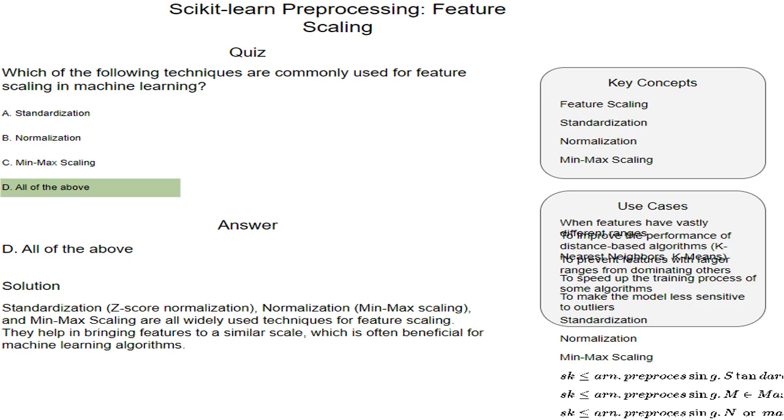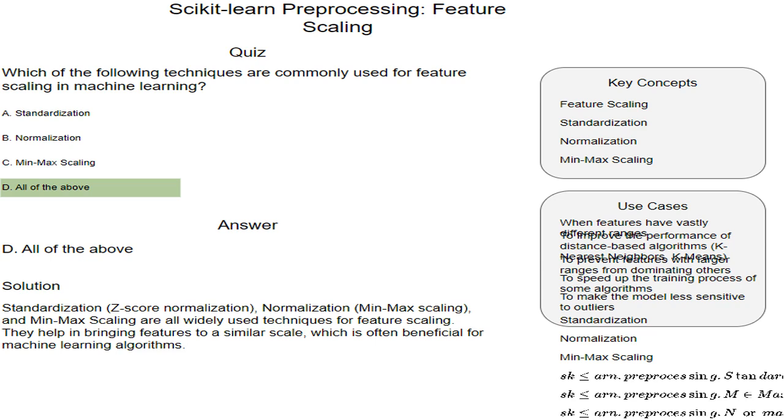True. Standardization. Z-score normalization is a common technique used for feature scaling. It transforms data to have a mean of 0 and a standard deviation of 1. This helps in bringing features to a similar scale, which is often beneficial for machine learning algorithms.